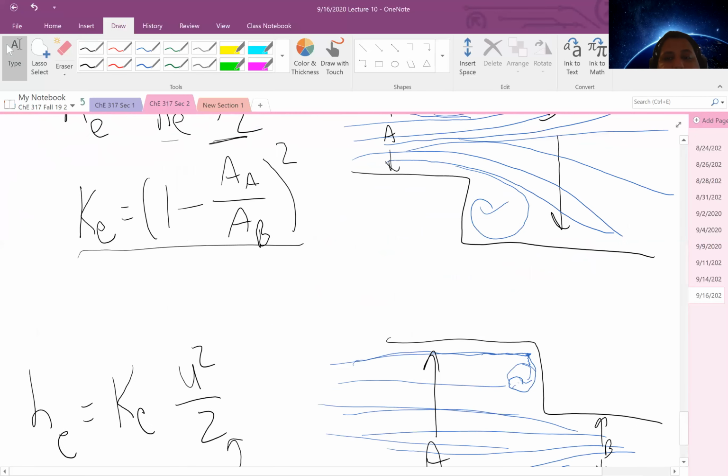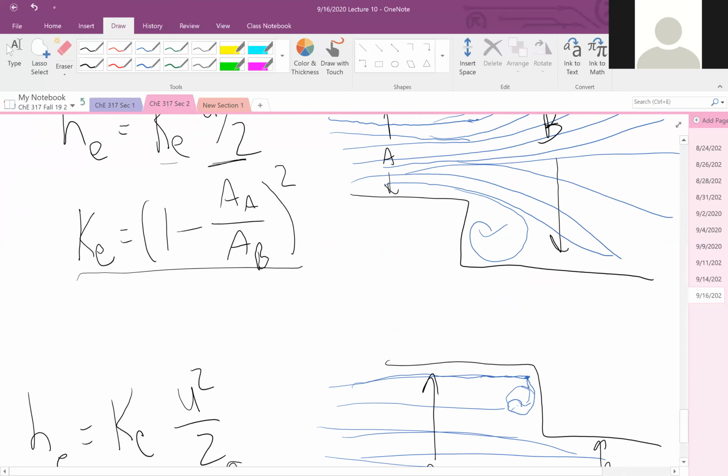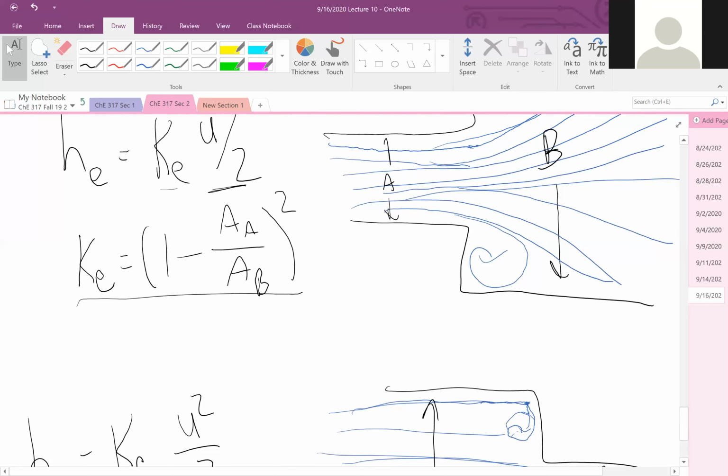So we have, go ahead. I was going to ask, I noticed that for KE, the value was squared. Is that the same for KC? It is not the same for KC. Okay. No problem. Any other questions? That's a good question. And yeah, it does seem a little unexpected that the contraction losses aren't.